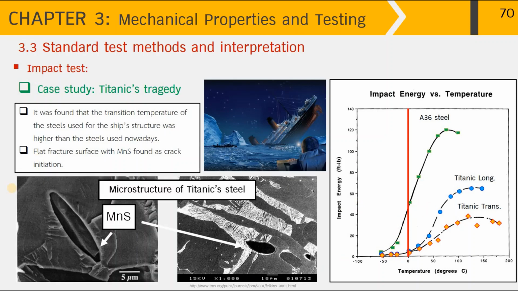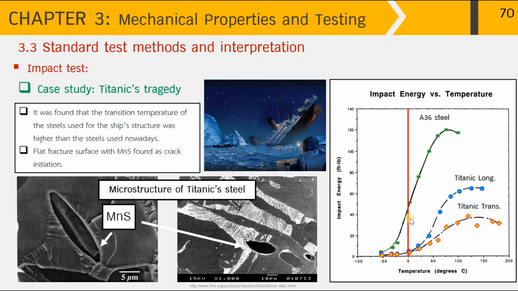An investigation of the fracture surface under SEM later showed a flat fracture surface, with manganese sulfide found as the crack initiation, like you see over here. And another picture here shows the evidence of manganese sulfide within the microstructure. So nowadays, the steels that we use have fewer inclusions like manganese sulfide. Then the steel is tougher and stronger and safe to be used in a wider range of temperature.